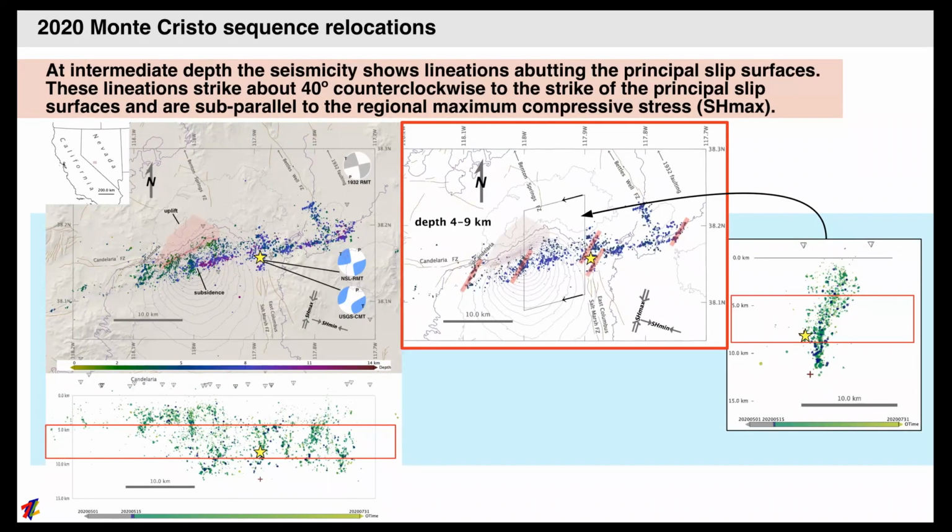And what's most interesting in the context of this talk, in the context of shear cracks, is the intermediate depth seismicity. Because in the intermediate depth seismicity, and indeed to the left on the map of all of the seismicity, we start to see lineations at the limits of the principal slip surfaces. In general, these lineations strike about 40 degrees counterclockwise to the strike of the principal slip surfaces. And they are also subparallel to the regional maximum compressive stress, SH max, which is shown by these arrows here.